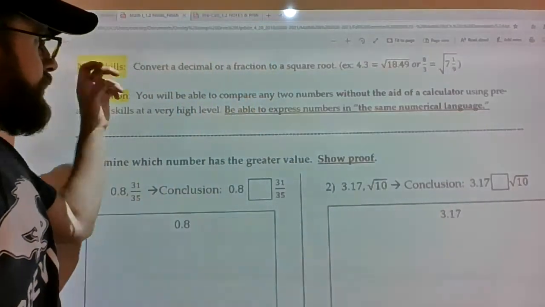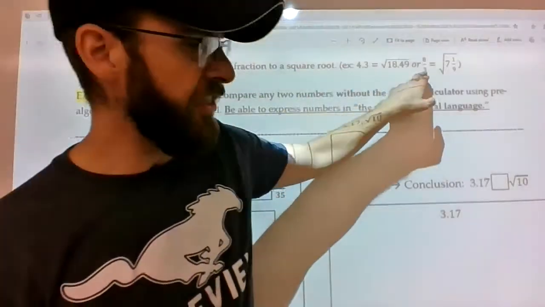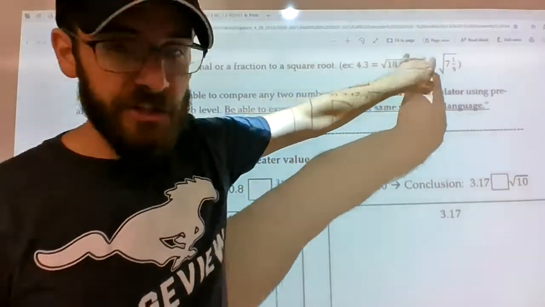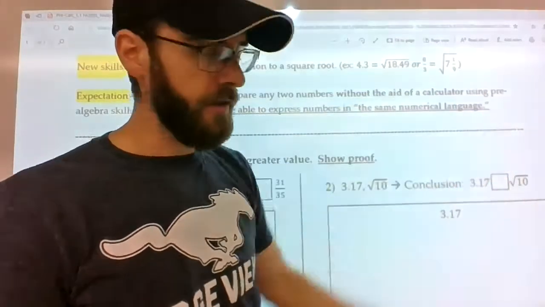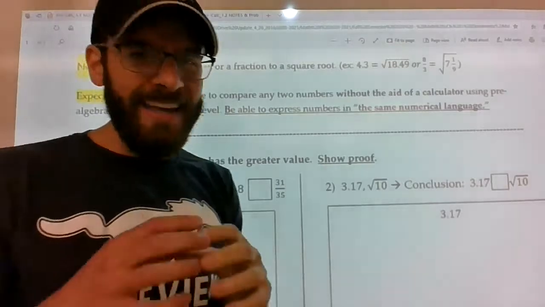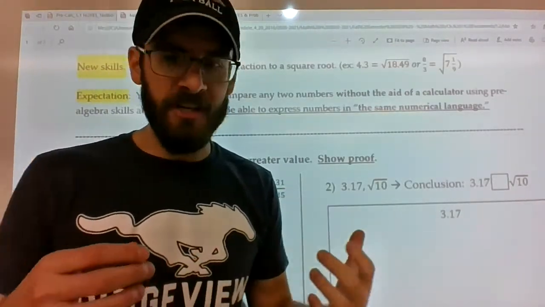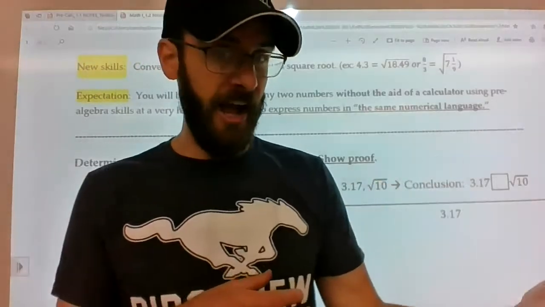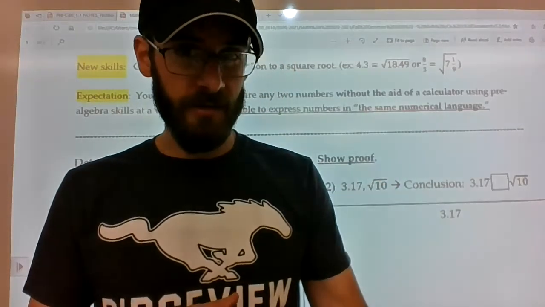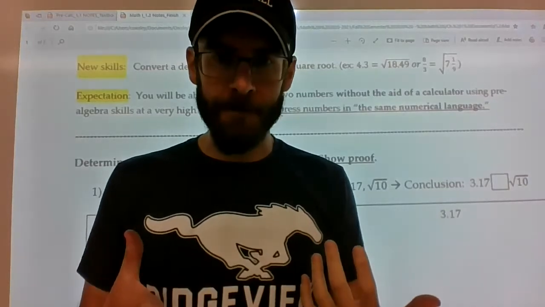So the new skills are being able to convert a decimal like that or a fraction like that into a square root, all right, without a calculator. And the expectation is if I give you any two numbers to compare, be it a fraction with a fraction, a decimal with a decimal, a decimal with a fraction, a decimal with a square root, or a fraction with a square root, you can tell me, hey, which one's bigger?